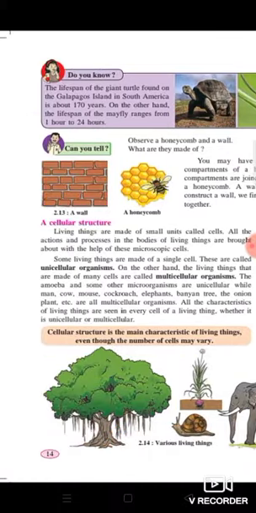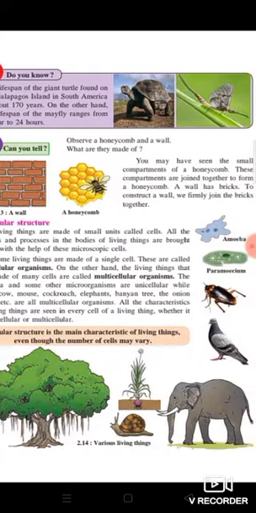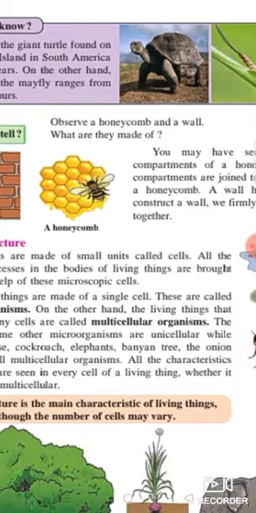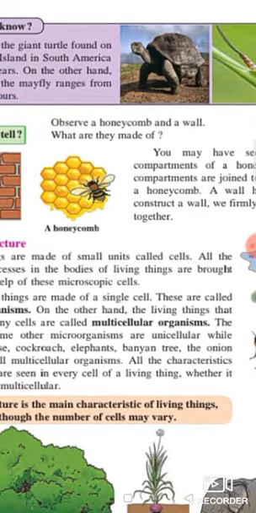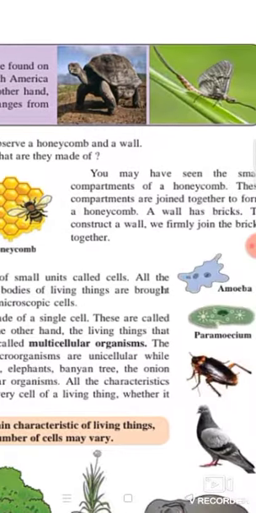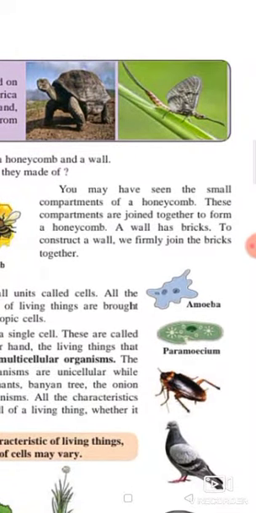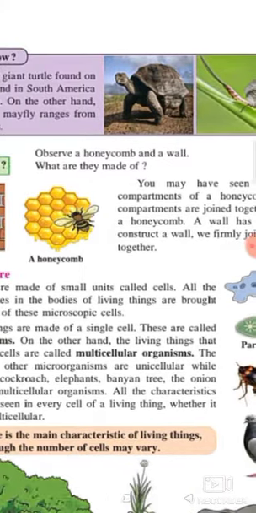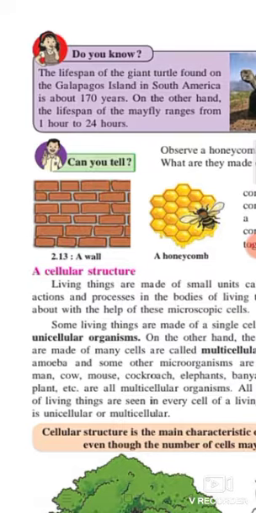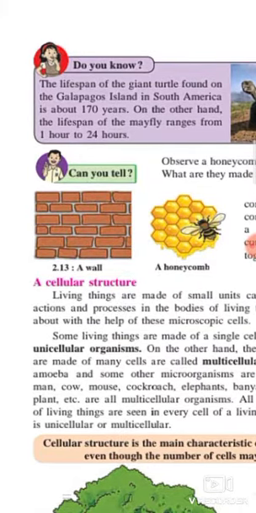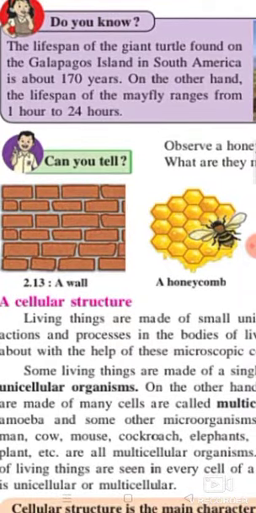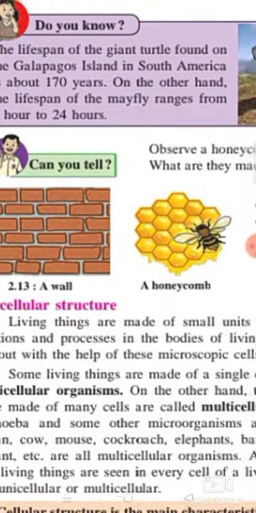Okay. So next, observe a honeycomb and a wall. What are they made up of? Honeycomb means a structure of hexagonal cells of wax made by bees to store honey and eggs. You may have seen the small compartments of a honeycomb. These compartments are joined together to form a honeycomb. A wall has bricks. To construct a wall, we firmly join the bricks together. See, we can see here a wall. A wall is made up of bricks. Everyone knows a wall is made up of bricks.